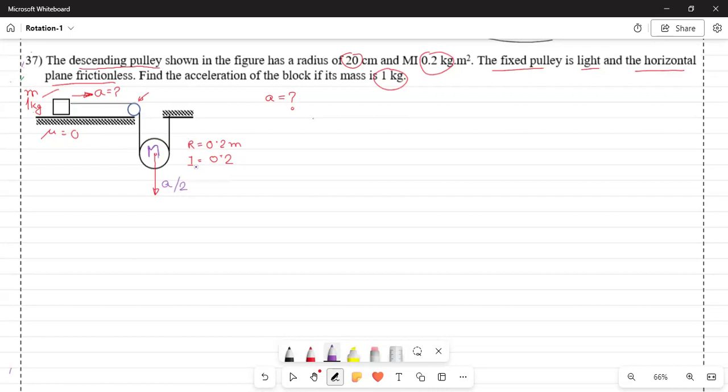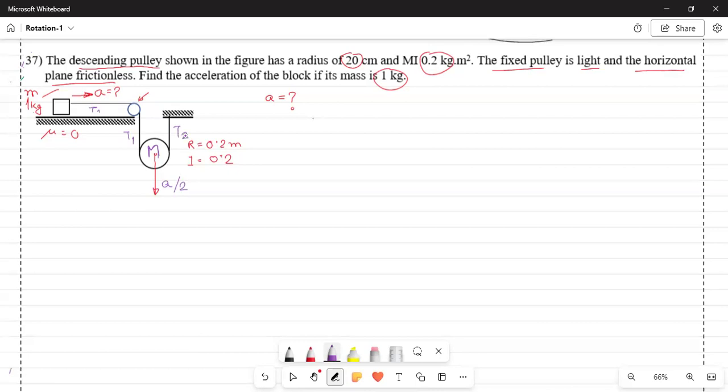Now, to solve this problem, one thing more. Let us consider this tension is T1. This tension is also T1 because this small pulley is frictionless and a very light pulley. So the tension in the string on both sides is the same. This tension, of course, will be different. Let's say this is T2.